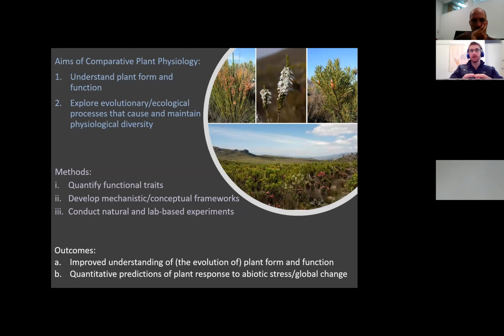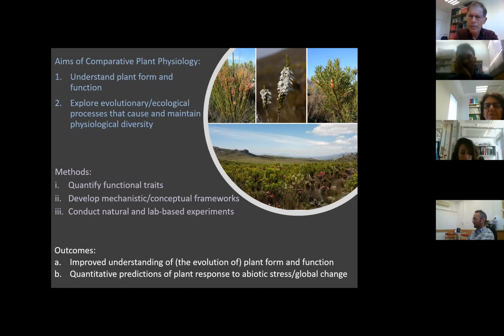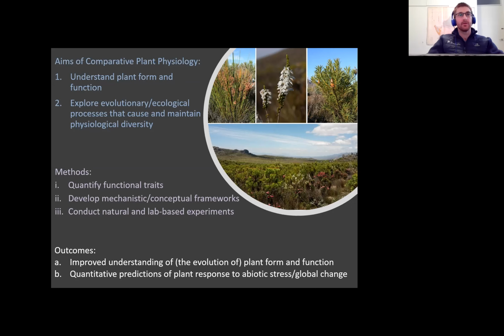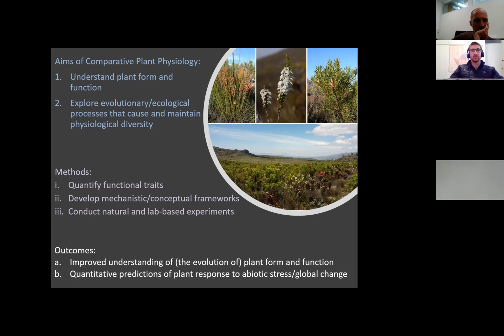And so today I'll briefly touch on a few of those natural and lab-based experiments that I've been conducting over the last few years. And hopefully the outcome of this research is firstly an improved understanding of plant form and function. There are a lot of advances that we need to make in this realm.